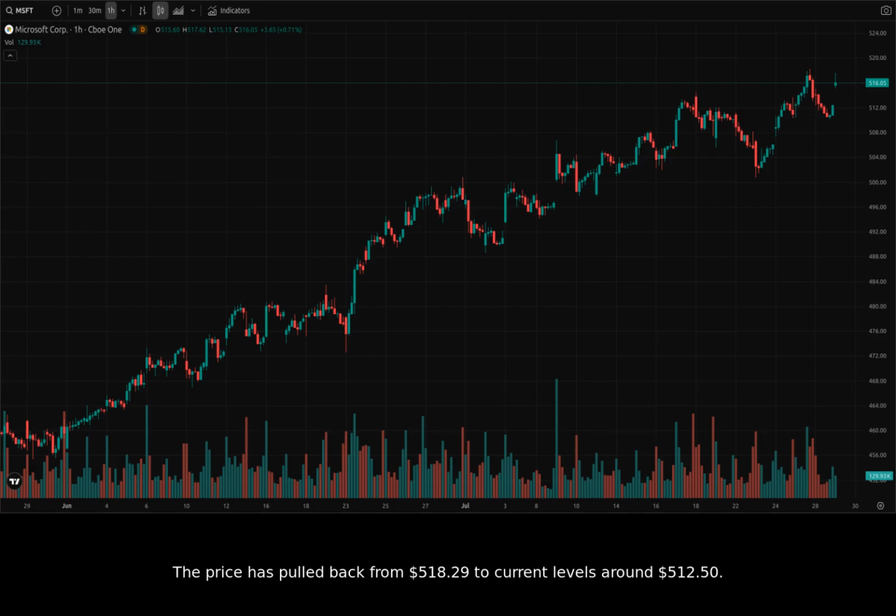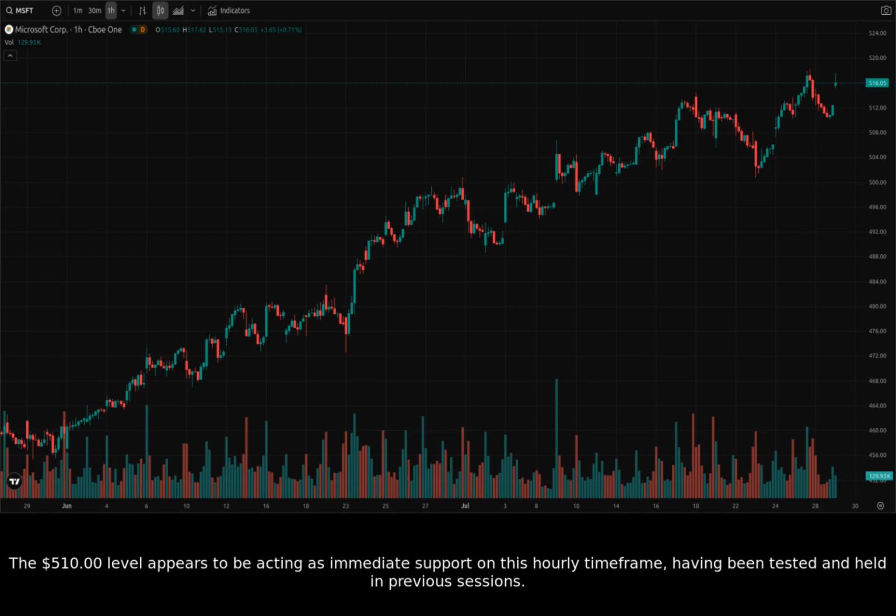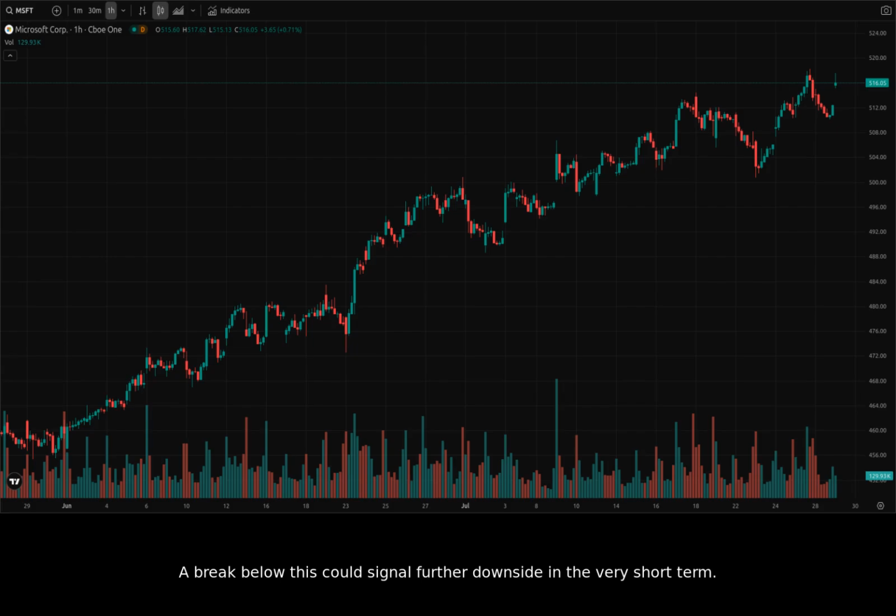The price has pulled back from $518.29 to current levels around $512.50. The $510 level appears to be acting as immediate support on this hourly time frame, having been tested and held in previous sessions. A break below this could signal further downside in the very short term.